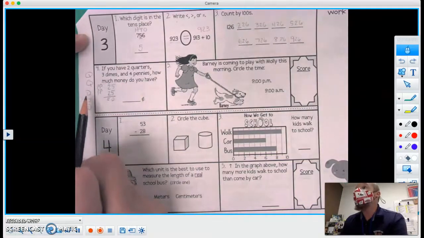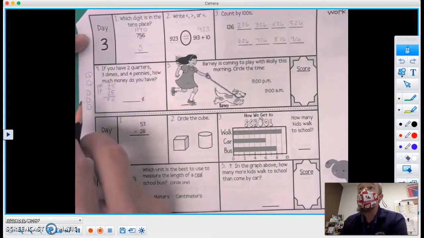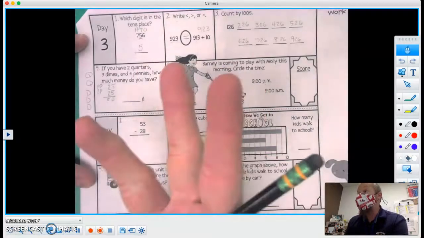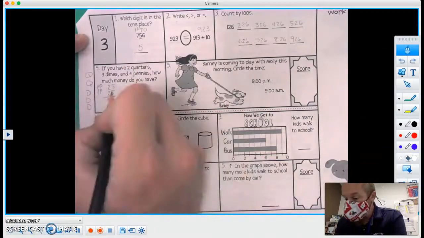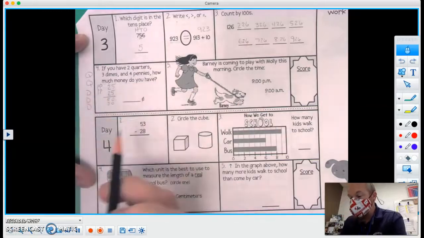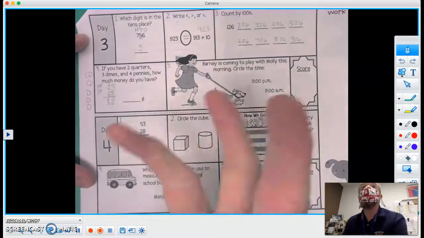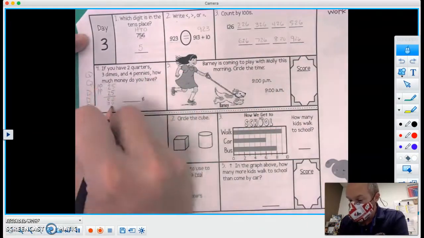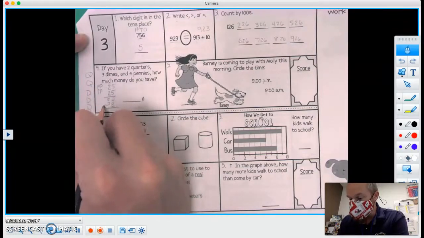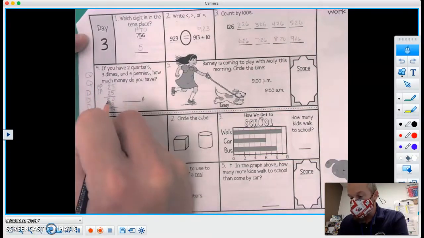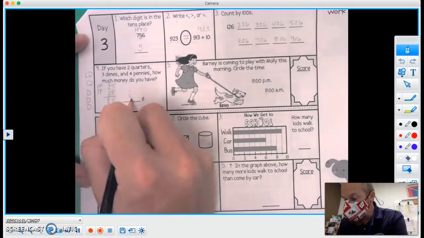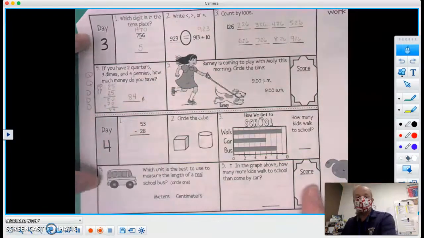3 dimes, if each one's worth 10, we go 10, 20, 30, right? So there's 10, 20, 30, and then 4 pennies is 1, 2, 3, 4. So 0 plus 0 plus 4 is 4. 5 plus 3 is 8, so our answer should be 84 cents.